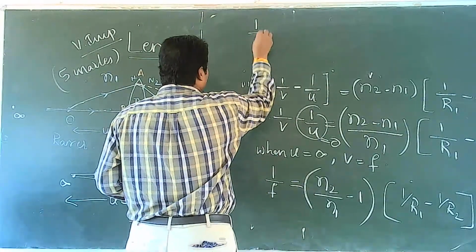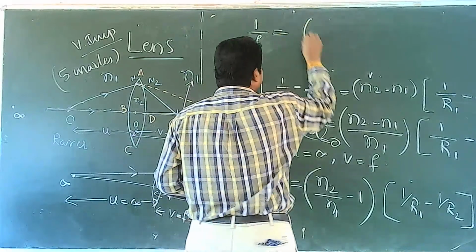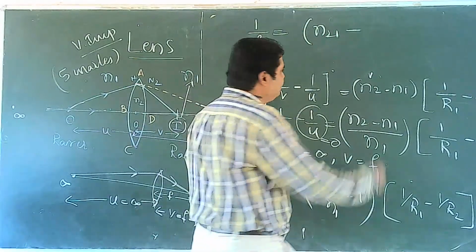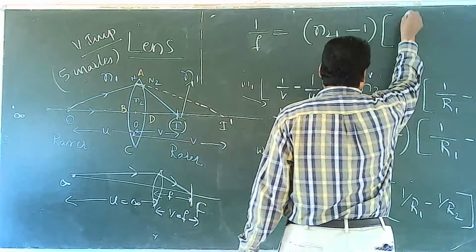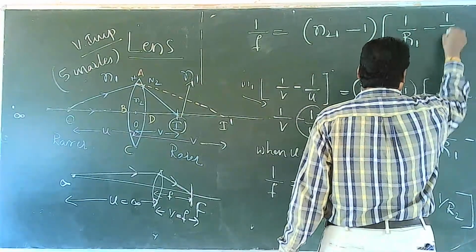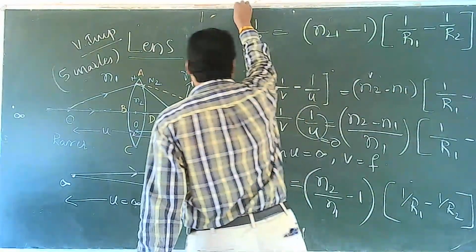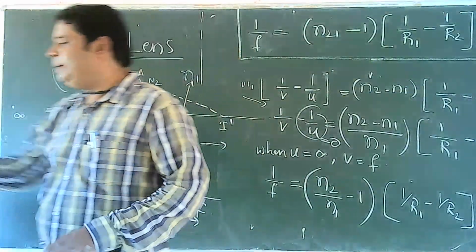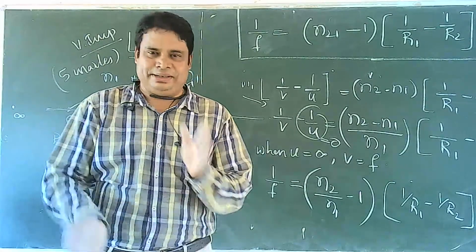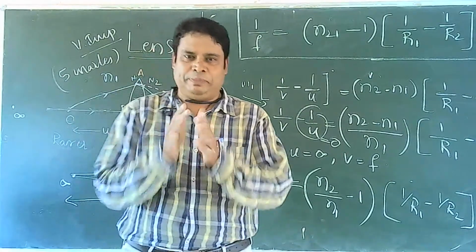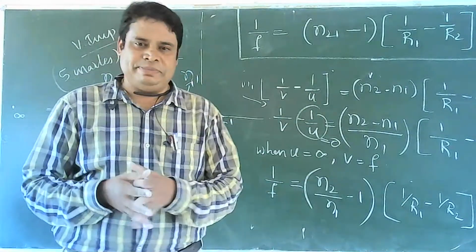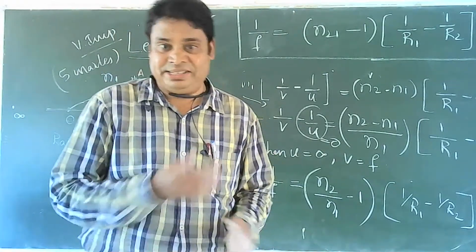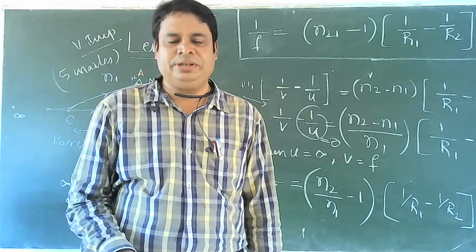Finally, we can write 1 by f is equal to (n21 minus 1), where n21 is n2 by n1, as we have said already, into bracket 1 by r1 minus 1 by r2. This is called the lens maker's formula, used by lens makers, technicians who prepare lenses. This is the easiest available method to derive this equation. Okay, hope you understood.